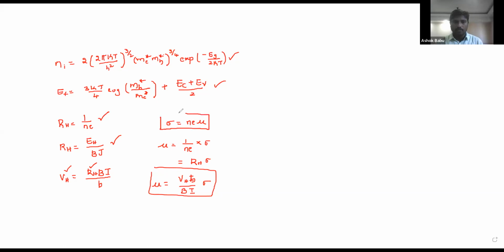After that, the electrical conductivity sigma equals n into e into mu. From that, mu equals 1 by ne into sigma, but 1 by ne equals RH, so mu equals RH into sigma. Instead of the number of electrons, if the Hall coefficient is given, we can use this formula to find the mobility of the charge carriers. And one more formula: instead of RH, if the voltage is given, mu equals VH into b by B into I into sigma. These are the formulas to solve the problems in module 2, so note them down or take a screenshot.